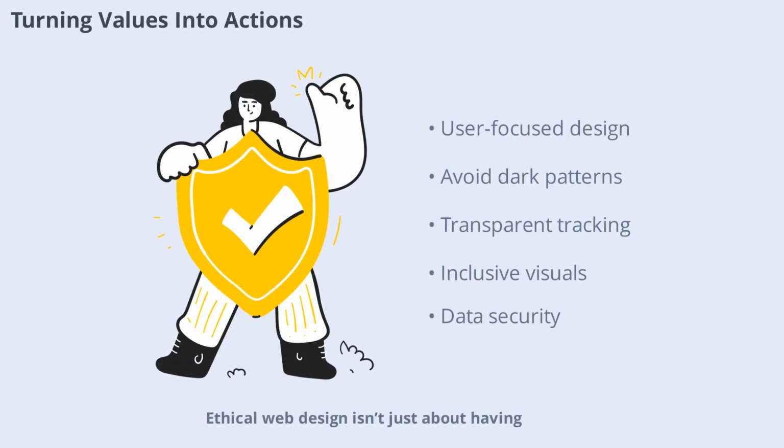Ethical web design isn't just about having good intentions, it's about putting those values into practice. This means always designing with the user's comfort and needs in mind. Avoid dark patterns that trick users into actions they don't want, like hidden fees or forced signups. Be upfront about cookies and tracking, and make sure your site meets accessibility standards like the WCAG.